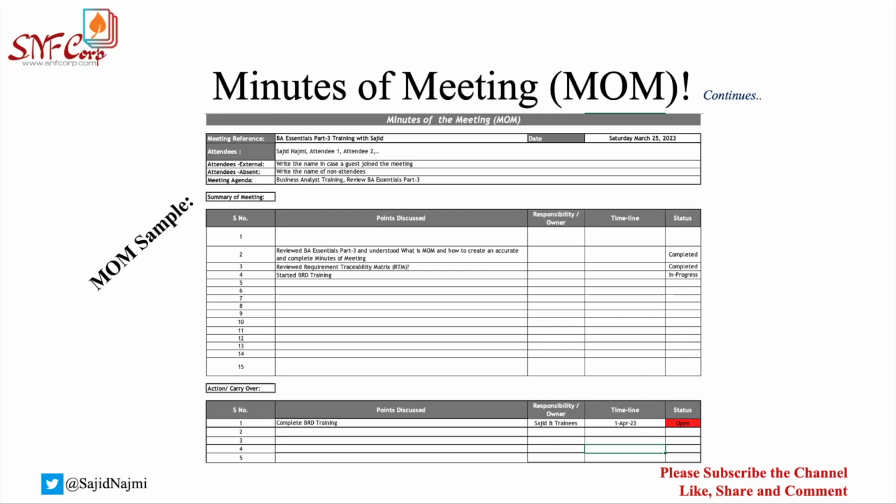So I've written my name and then attendee 1, attendee 2, like your name. You would want to write all the names, not attendee 1 and 2. I've written that for an example. So you will write Sajid, person A, person B, person C, whatever, everyone's name there. And then if you have any external attendees, you will write the name, just in case any guest has joined your meeting. Anyone who was not invited, you will write their names as well.